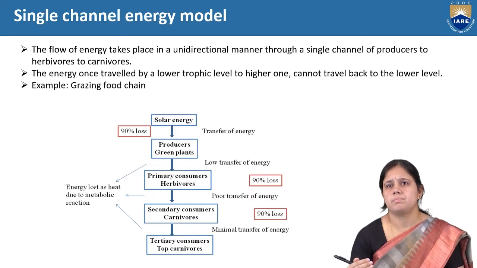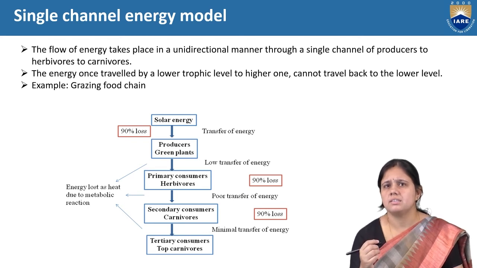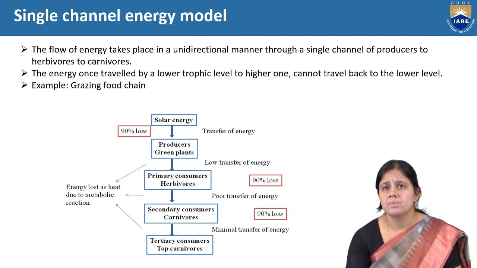Here the energy flow takes place in a unidirectional manner through a single channel, from producer to herbivores to carnivores. As the name suggests, it is the single channel energy flow model. The energy flows in a single channel. See, it starts from solar energy to the producer, then the primary consumer, then the secondary consumer, then the tertiary consumer. The energy, once traveled from a lower trophic level to a higher trophic level, cannot be returned back to the lower trophic level. And the perfect example of this single channel energy flow model is the grazing food chain.